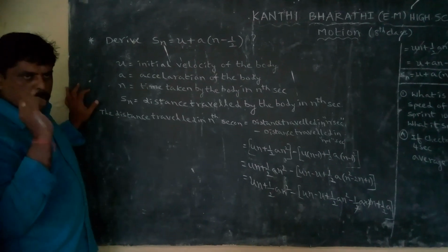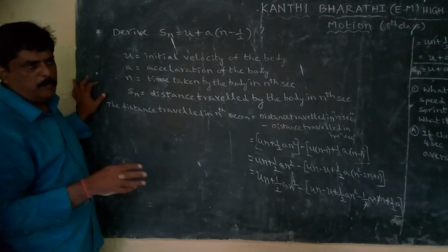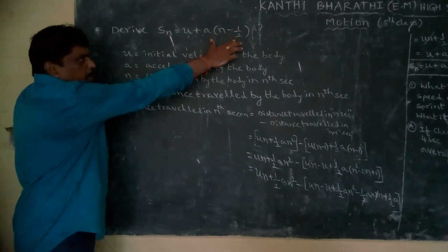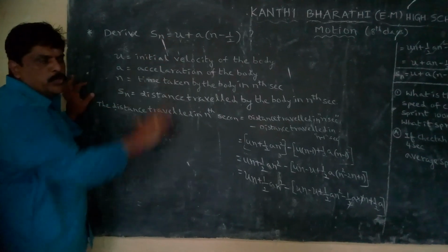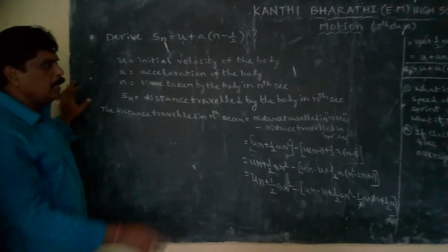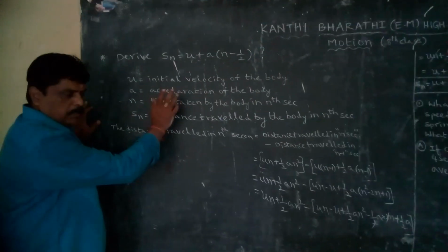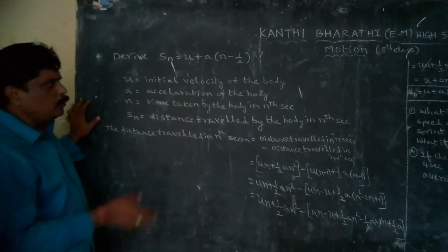So for that type of sums you use this formula Sn is equal to u plus a into n minus half. Here Sn is called the distance travelled in the nth second, u is the initial velocity of the body, a is the acceleration of the body, and n is the time taken by the body in n seconds. So if you want to prove this formula, then you have to take this.